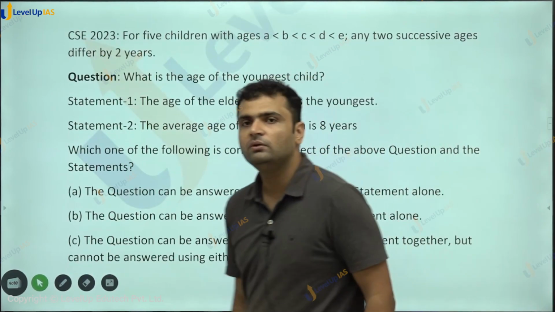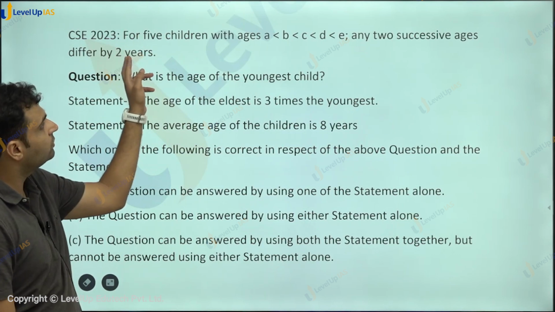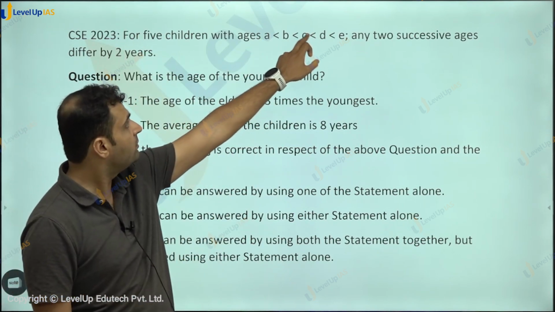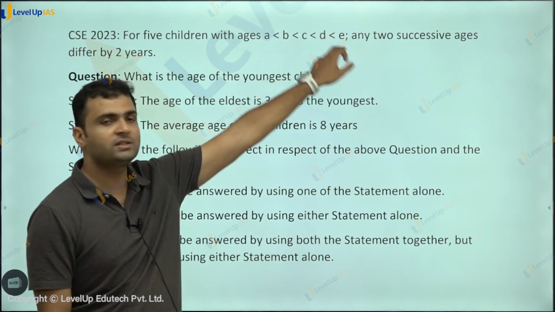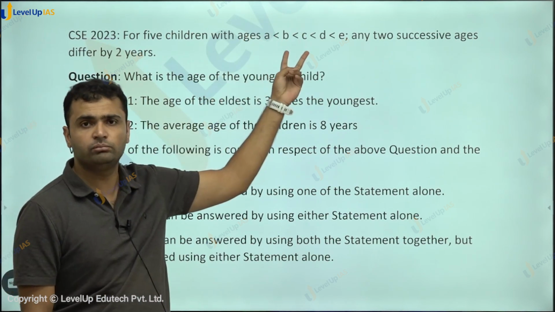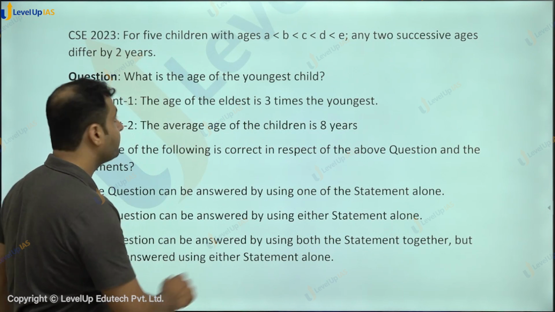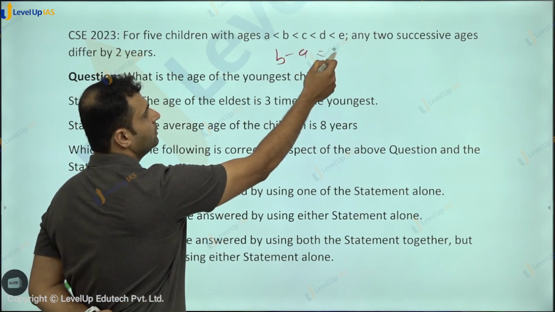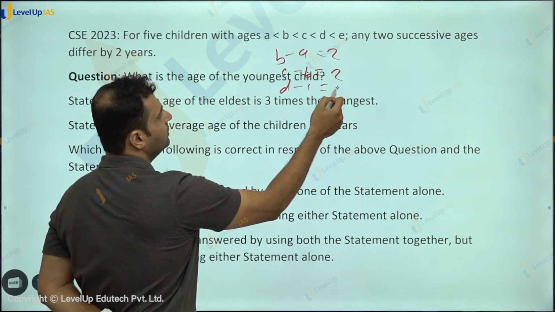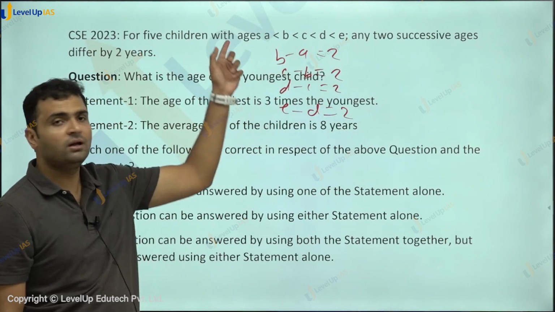For 5 children with ages A, B, C, D, E, any two successive ages differ by 2 years. Basically, B minus A is 2, C minus B is 2, D minus C is 2, E minus D is 2. If you subtract these consecutive children, the difference between the ages is 2. So B minus A is equal to 2, C minus B is equal to 2, D minus C is equal to 2, and E minus D is equal to 2. So 4 equations we already have. We have 5 people, we have 4 equations.